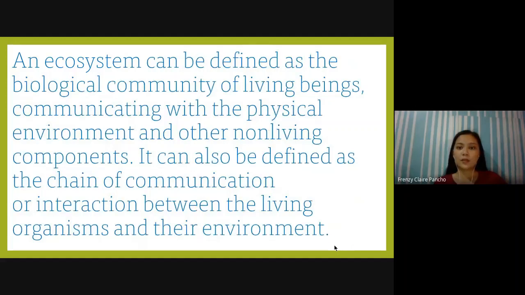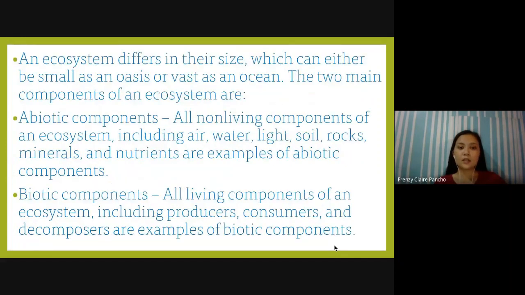An ecosystem can be defined as the biological community of living beings interacting with the physical environment and other non-living components. It can also be defined as the chain of communication or interaction between the living organisms and their environment. Ecosystems differ in size, which can be as small as an oasis or as vast as an ocean. The two main components of an ecosystem are the abiotic component and the biotic component.